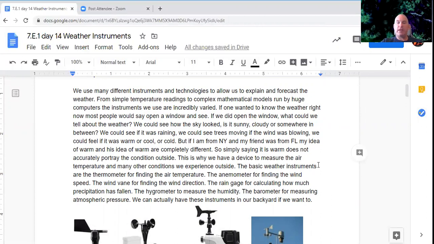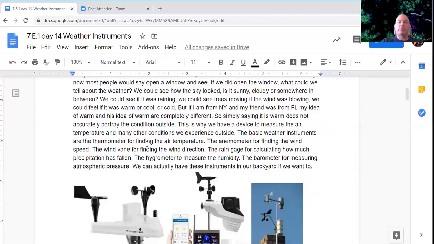It's 75 degrees. So this is why we have a device to measure air temperature and many of the conditions we experience outside. The basic weather instruments are the thermometer for finding air temperature, the anemometer for finding out the wind speed, the wind vane for finding the wind direction, the rain gauge for calculating how much precipitation has fallen, a hygrometer to measure humidity, and the barometer for measuring atmospheric pressure. So those are the basic instruments. These instruments we need to know.